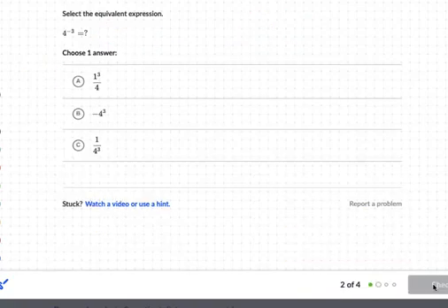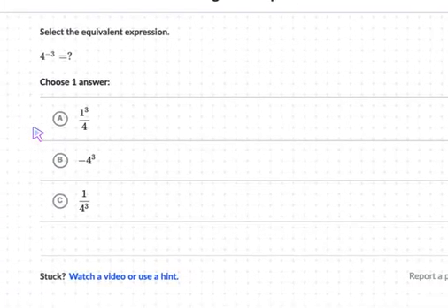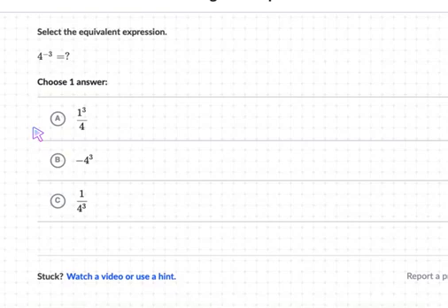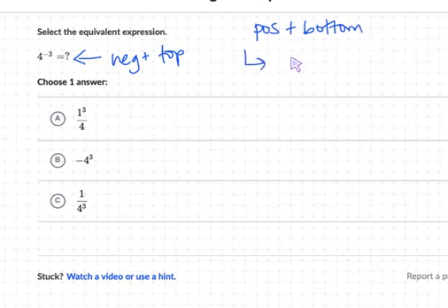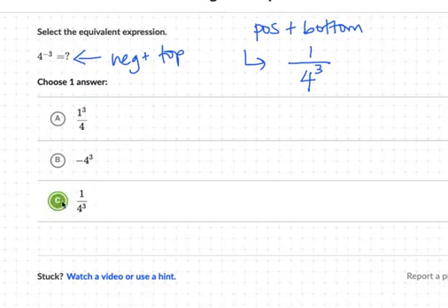So let's try another one. Go ahead and pause your video and see if you can try this one on your own. Okay, this one we have 4 to the negative third power. It's negative and it's on top. So to change it, we need to change it to positive and flip to the bottom. So now you should get 1 over 4 to the positive third power, because now we're changing it to positive. So your answer is C.